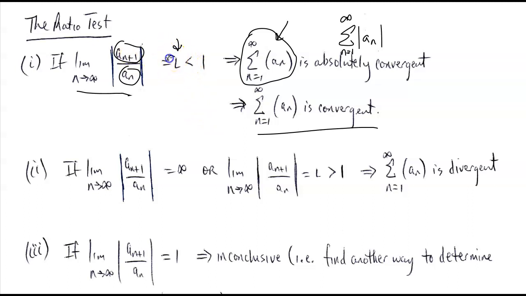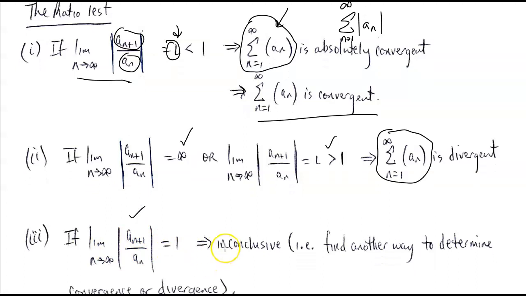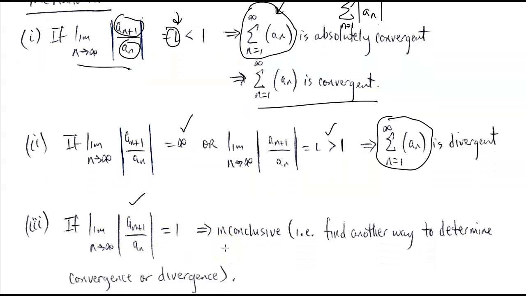So if we know that the real number value that we get is less than 1, then we know it definitely converges absolutely. If the limit goes to infinity, or if the limit is greater than 1, then we know that this corresponding series is going to be divergent. And if the limit is equal to 1, then it's inconclusive, meaning that we're going to have to find another way to show whether that particular series converges or not. That's part of the reason why we want to go through that checklist that I mentioned earlier.